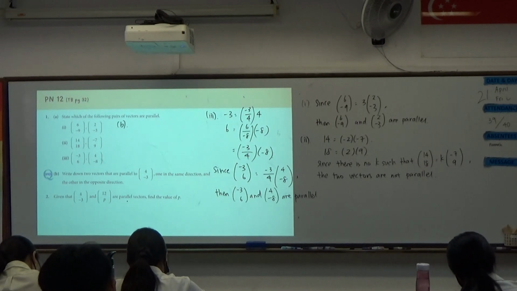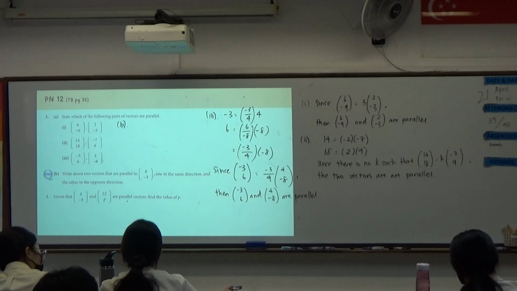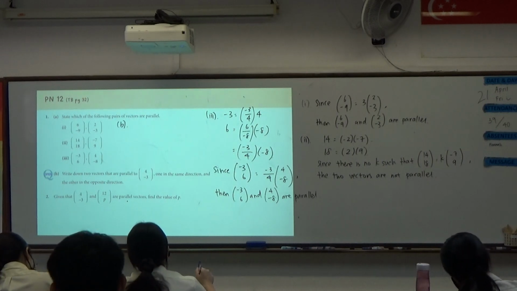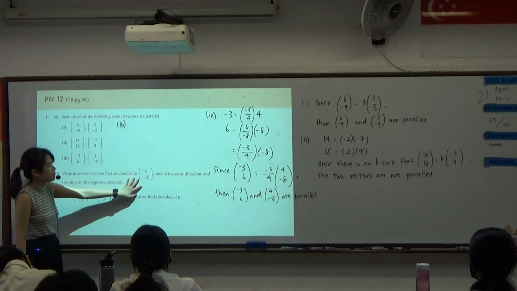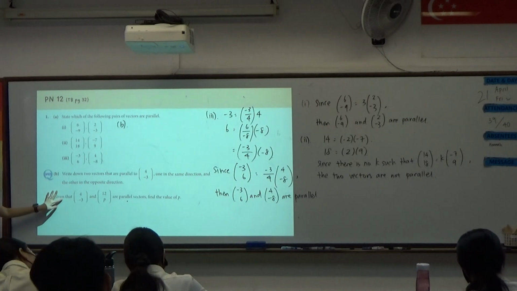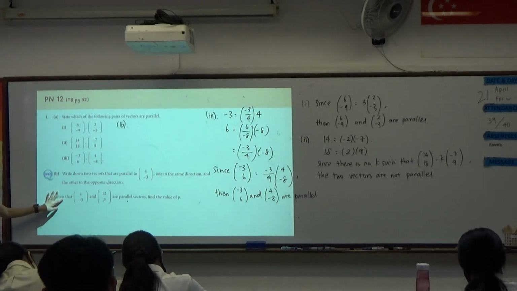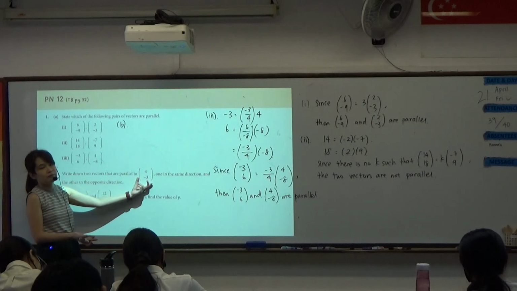Let's just do part B. It's an open question. That means there are many different answers, not limited to just 2 answers. We want to write down 2 vectors that are parallel to 4, -3, one in the same direction and the other in the opposite direction. If it's in the opposite direction, that means it must be the negative of this 4, -3.